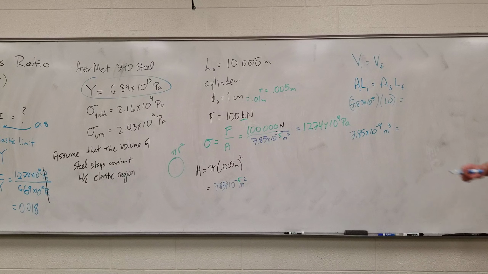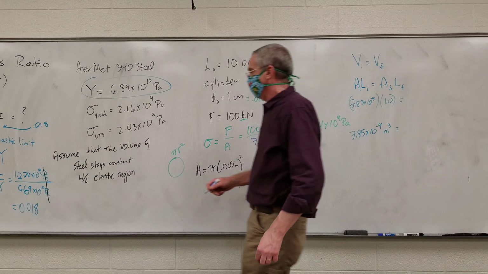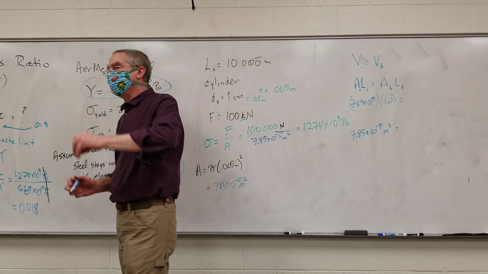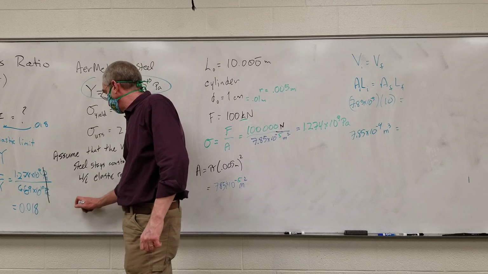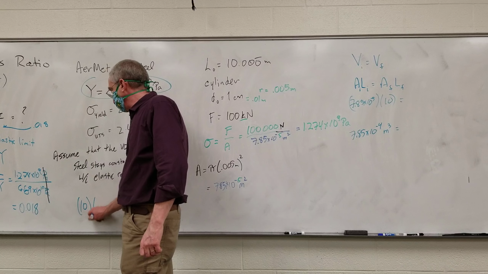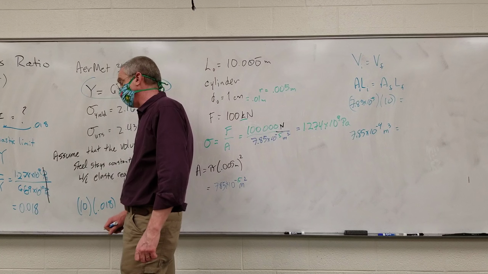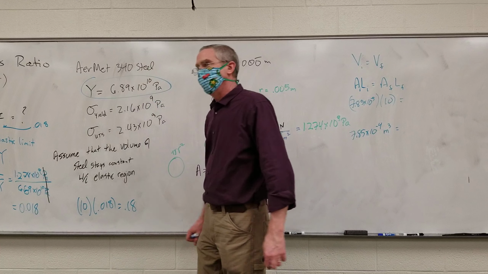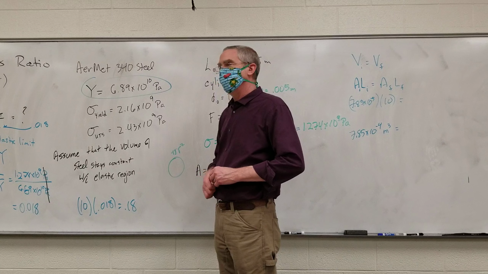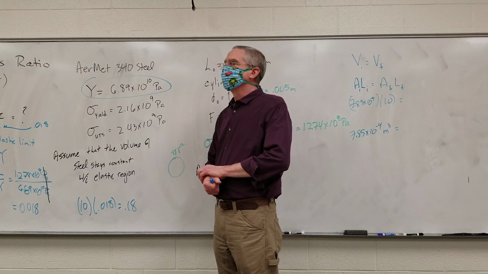So now we actually have to figure out what my final length is. We multiply the initial length by the strain. Let's go ahead, since we have to do it anyway: 10 times my initial length of 0.018. My strain times my initial length gives me 0.18. What does that number tell us? How far it's stretched, the change.